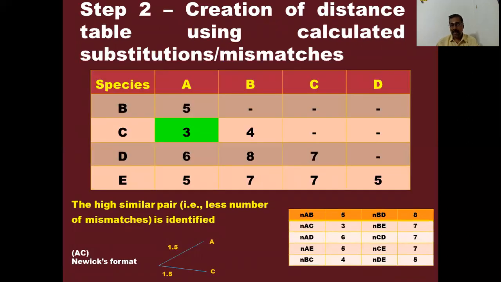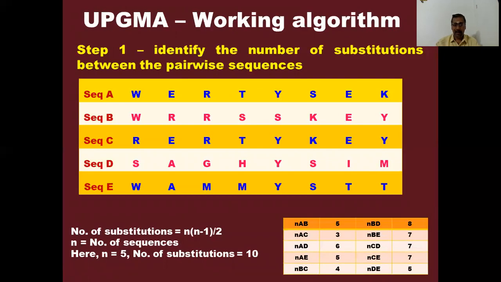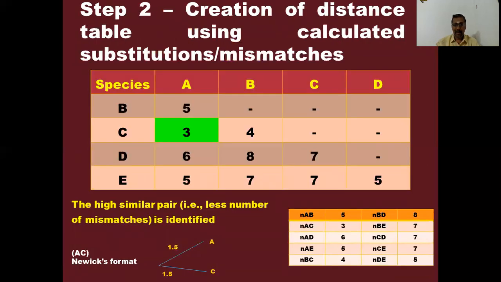What is the second stage? The second stage is a very important stage where you have to construct the matrix table. This is a distance matrix table. Now you create a distance matrix table like this. So there are 5 different sequences. You put A, B, C, D horizontal, and then you put B, C, D, E vertical.